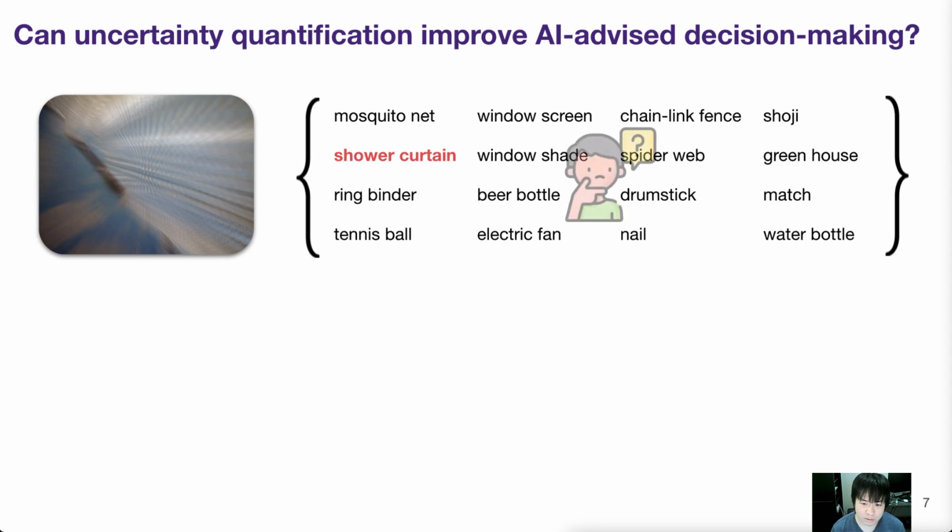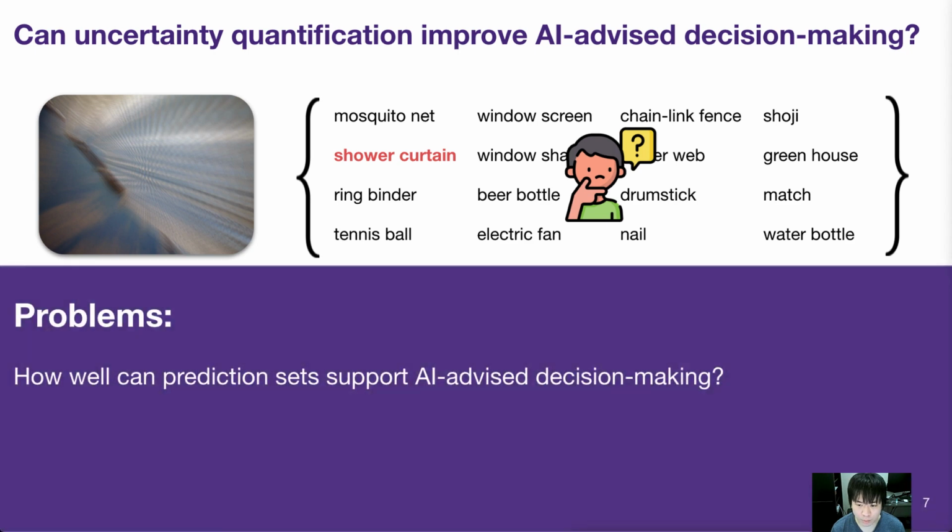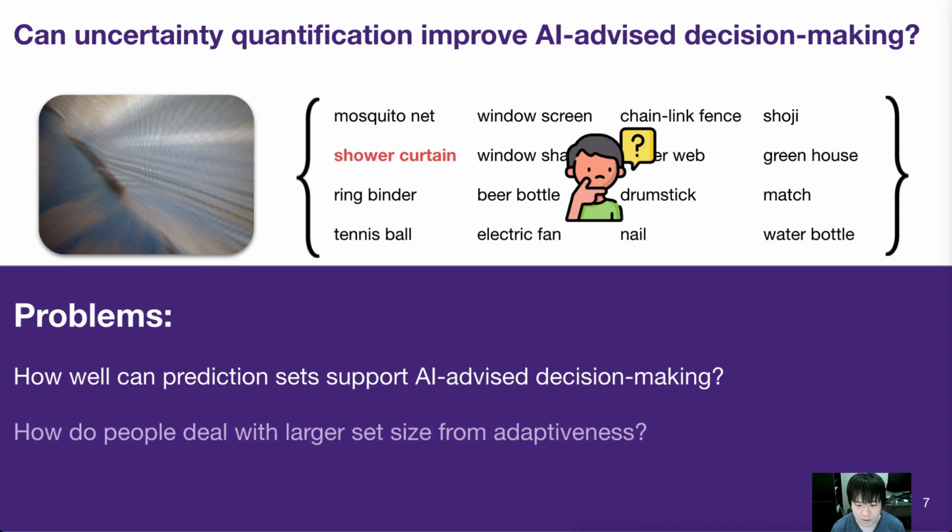So showing uncertainty information may compromise decision making. We have virtually no knowledge about how well people can interpret and use prediction sets in the decision-making pipelines. So we want to explore what prediction sets actually enhance AI-advised decision-making better than the status quo top K predictions, and how well people can deal with increased set size due to adaptiveness.